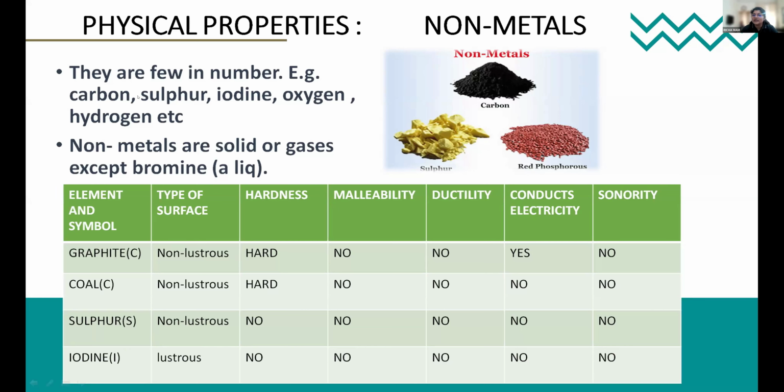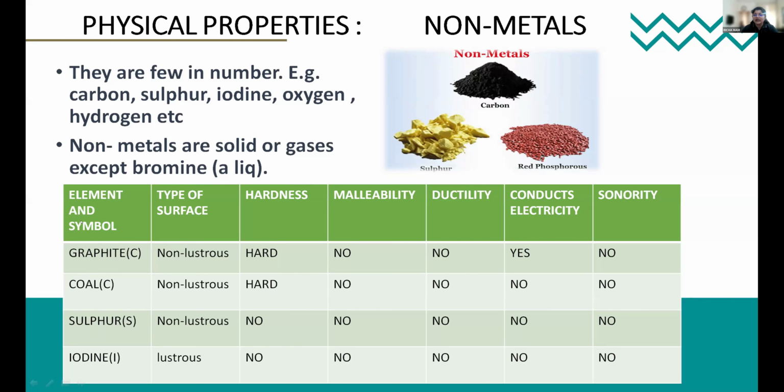These non-metals are few in number. They are solids or gases, except bromine. Bromine is a liquid. So except bromine, the rest of the non-metals are solids or gases. Now let us see some important elements. That is graphite. Graphite is an allotrope of carbon. Graphite is used in the lead pencil.